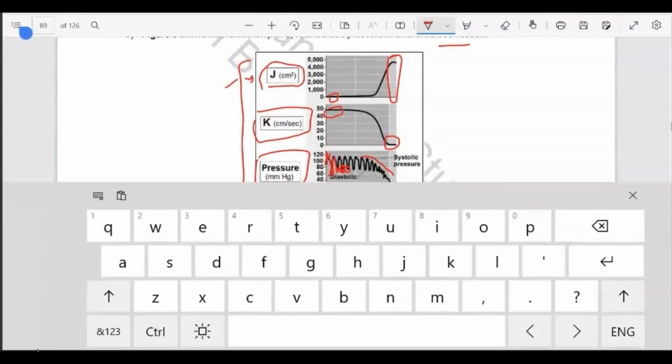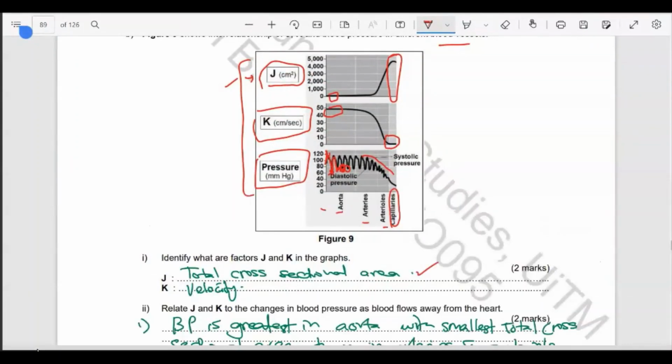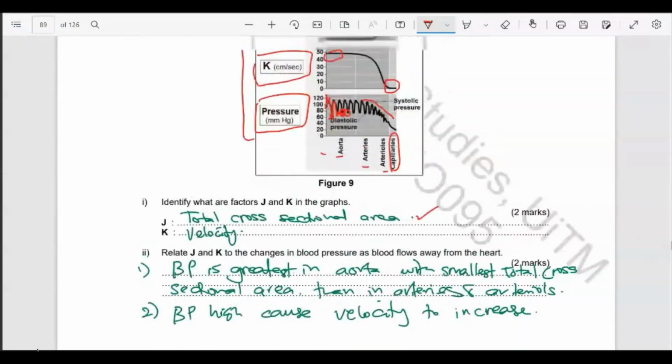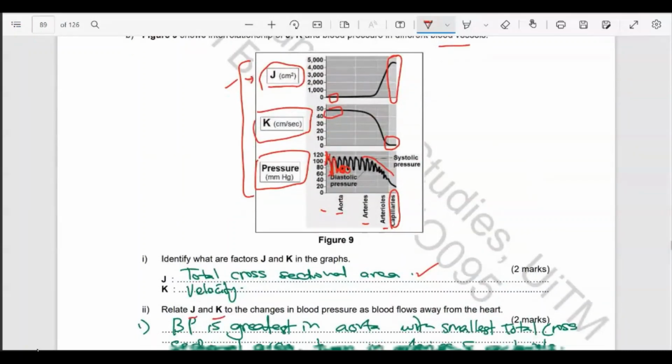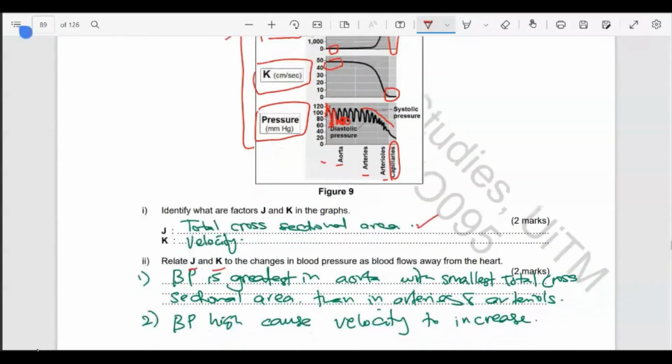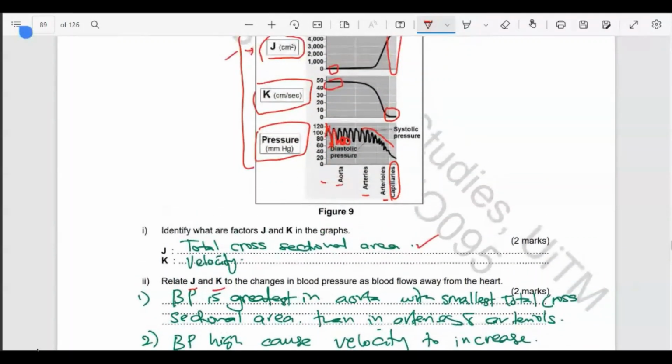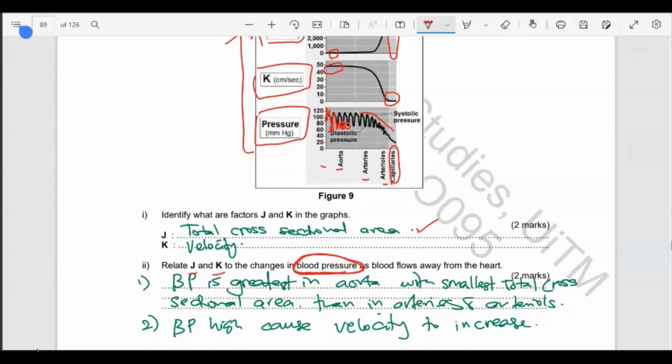Okay. So the next question, number 2, relate J and K. J is total cross-sectional area, K is velocity, to the changes in blood pressure as blood flows away from the heart. So you have to relate with the blood pressure as I've mentioned earlier. Basically the question is worth 2 marks. So how to relate velocity and total cross-sectional area with blood pressure?